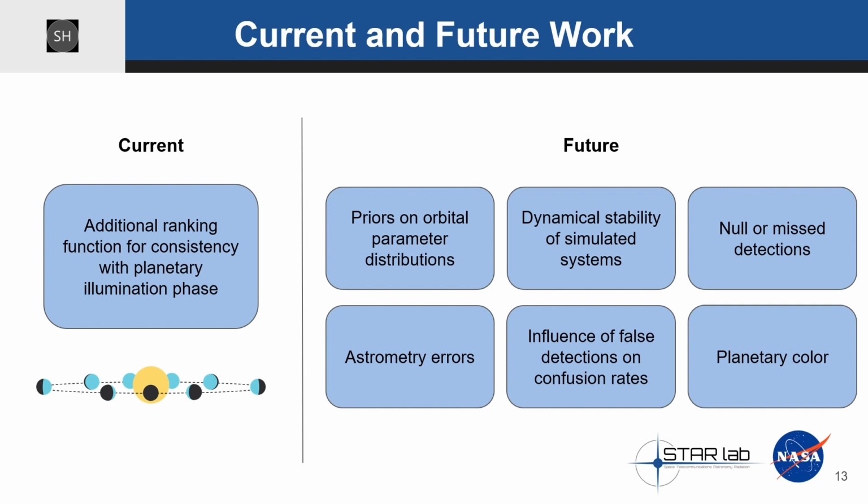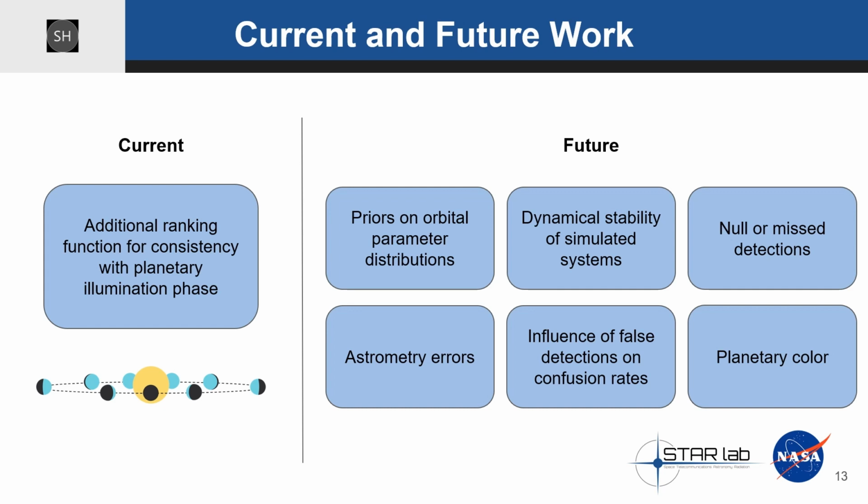So that brings me to talk a little bit about our current and future work. Our current work, and my personal focus with the deconfuser, has been to add considerations for planetary illumination phase to the ranking portion of the tool. And that's because when we're observing a system that has higher system inclination, we do expect to see a change in planetary brightness throughout a planet's orbit. So we can try to fit orbits a little bit better by accounting for the changes in brightness.